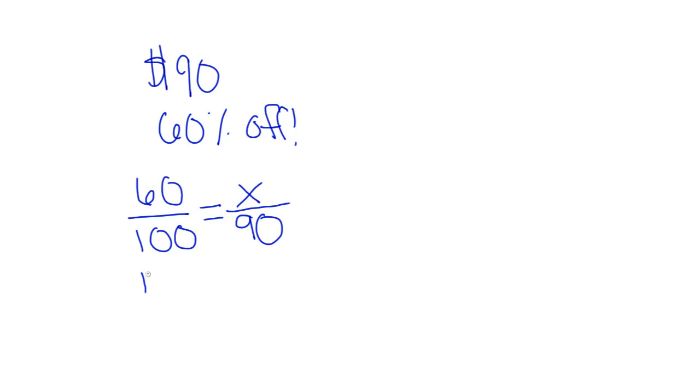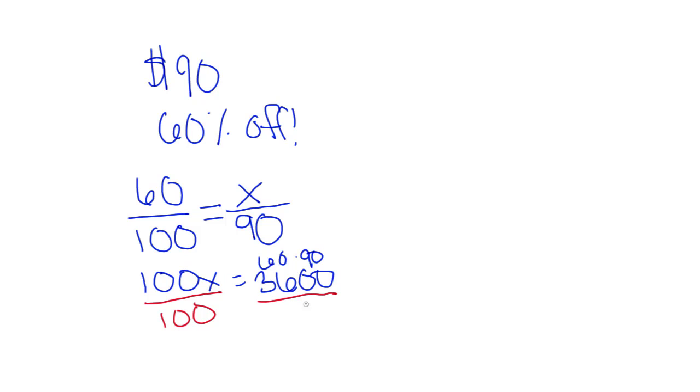All right, now we're going to cross multiply. We have 100 times X over here, and the 60 times 90 over here. That'll be 3,600. So we set that equal to each other and divide both sides by 100. 3,600 divided by 100 gives us 36. So 60% of $90 is $36. Smiley face time. Great job!